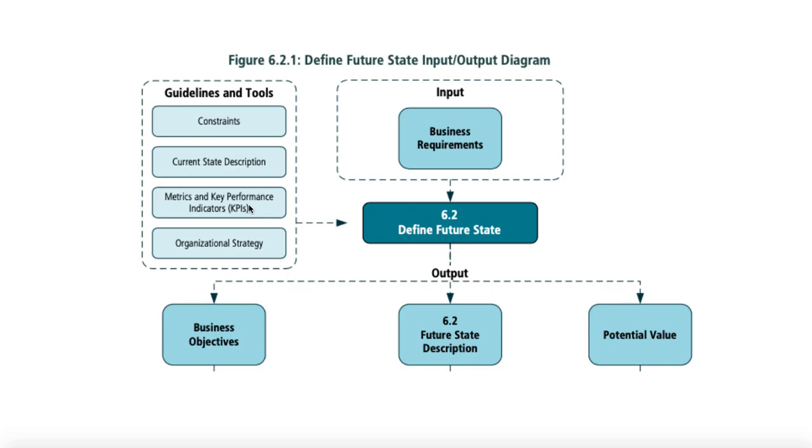The next one is metrics and key performance indicators. As I said, KPIs. It's very important to have metrics of the current state so that you would be able to anticipate and come up with the desired future state as well as the metrics. And the last one is organizational strategy. So, as I said, every organization has a strategy, goals, and objectives and visions. Whatever you're doing as part of the future state, you always need to make sure that it is in alignment with the organization goals and objectives and strategy as well.